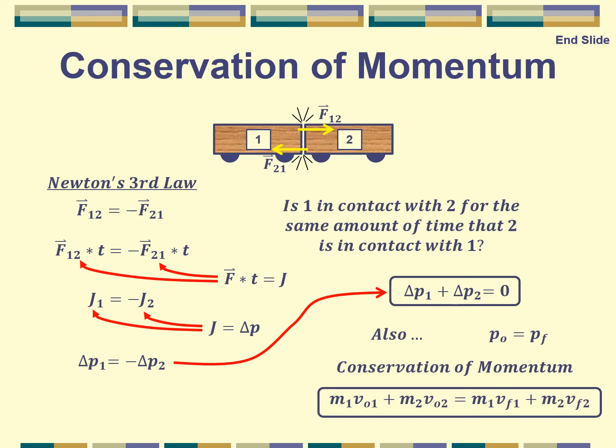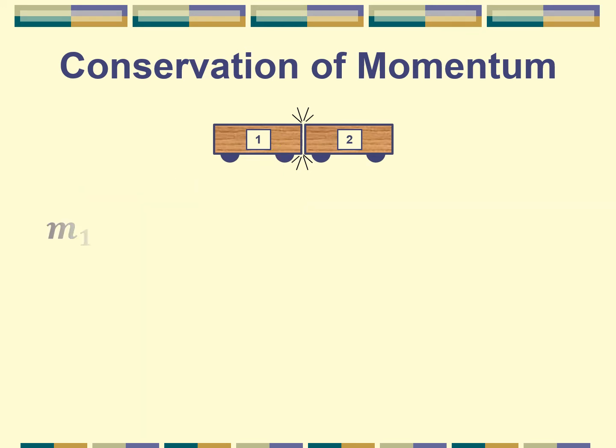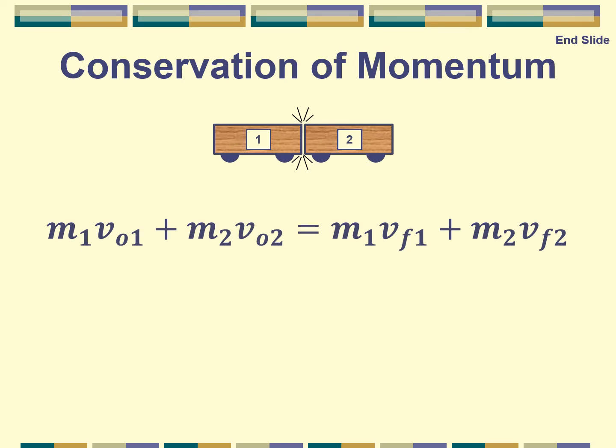So this is our equation where the first mass times its initial velocity plus the second mass times its initial velocity will give us all of the initial momentums. And then we've got the first mass times its final velocity plus the second mass times its final velocity. That will give us all the final momentums. So all the initial momentums added together will be equal to all the final momentums added together. This is going to be our conservation of momentum equation that we're going to use from this point forward.